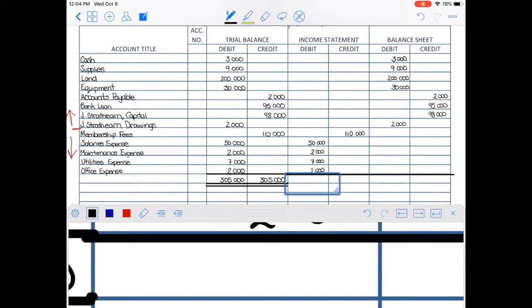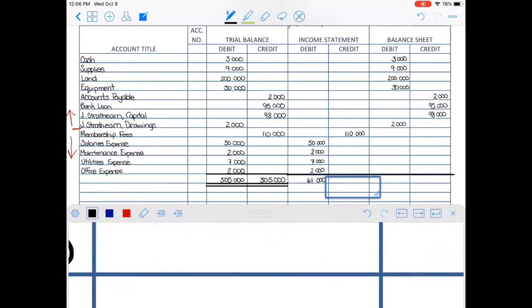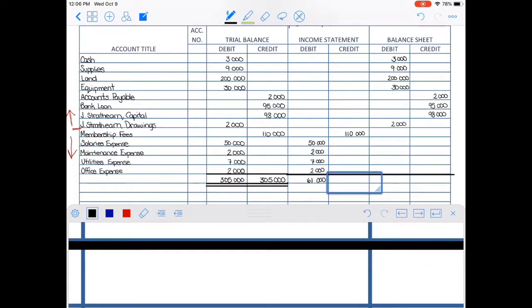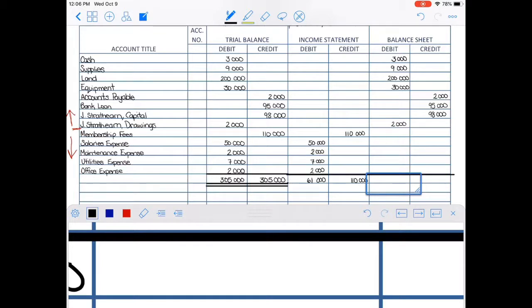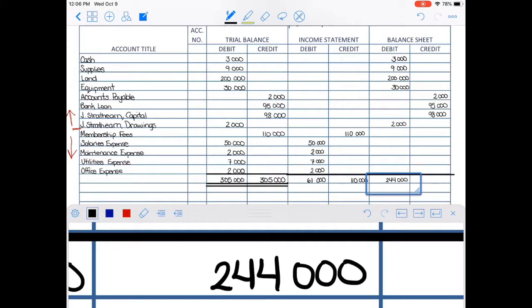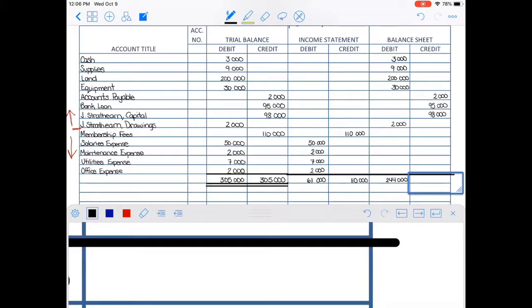So adding up the debit column here would give me $61,000. Carrying down the credit number, there's only one, so I'm adding it to itself, $110,000. Adding up the debit column of my balance sheet gives me $244,000. And adding up the credit column of my balance sheet gives me $195,000.